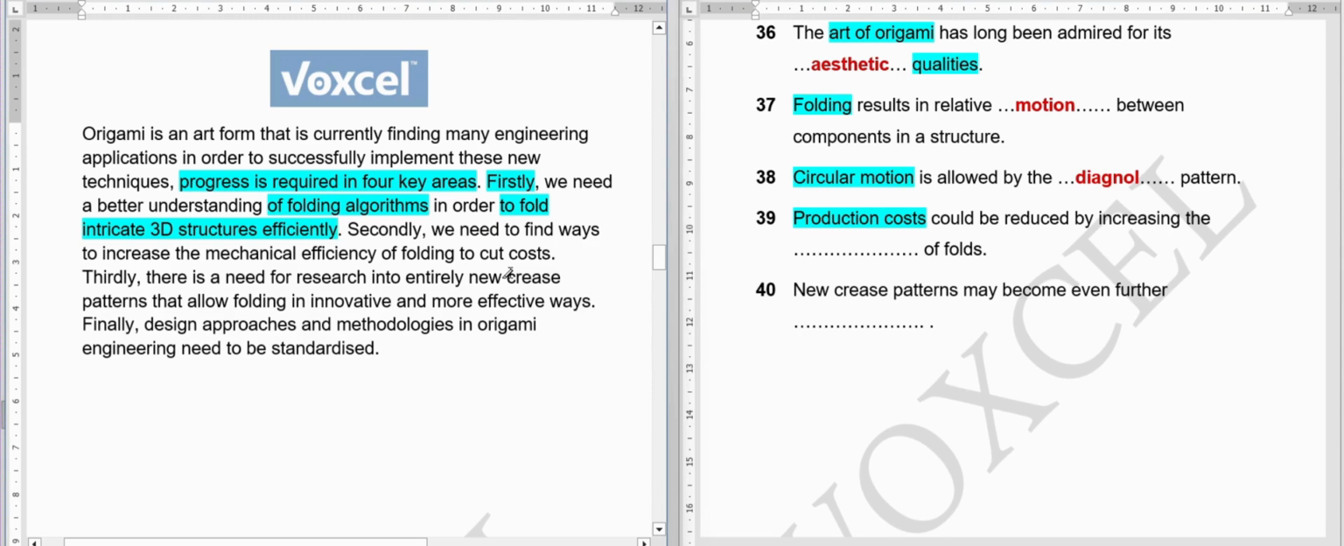Secondly, we need to find ways to increase the mechanical efficiency of folding to cut costs. So the second thing we need to progress is finding ways in which we can increase the mechanical efficiency of folding to cut costs. Thirdly, there is a need for research into entirely new crease patterns that allow folding in innovative and more effective ways. Finally, the design approaches and methodologies in origami engineering need to be standardized.